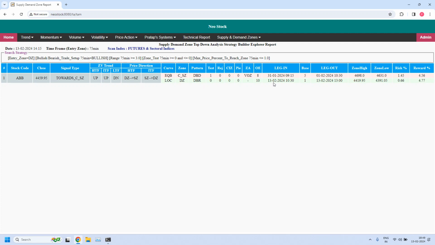Moreover, it is a recently created zone. Today only this demand zone is created. And a reward of 4.77% is there between 75 minutes demand zone and supply zone.